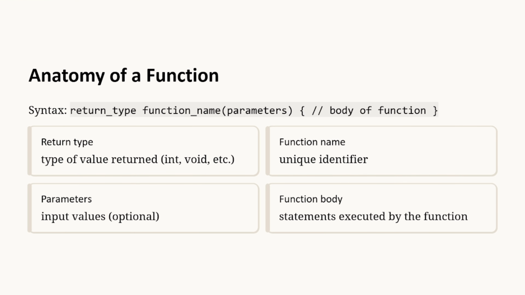Next, the anatomy of a function, that means the parts of a function. If we analyze the basic declaration syntax of a function, for anatomy there is the return type. That is the value that the function returns. It can be void or integer. Then the function name. Function name must be a unique identifier. If you ask what is an identifier, I have already discussed identifiers. Then parameters are input values. And the function body, the statements executed by the function.